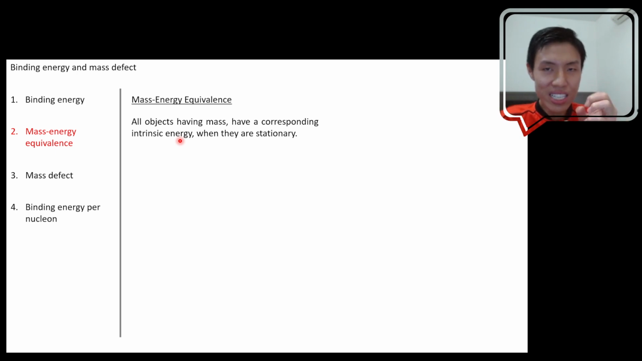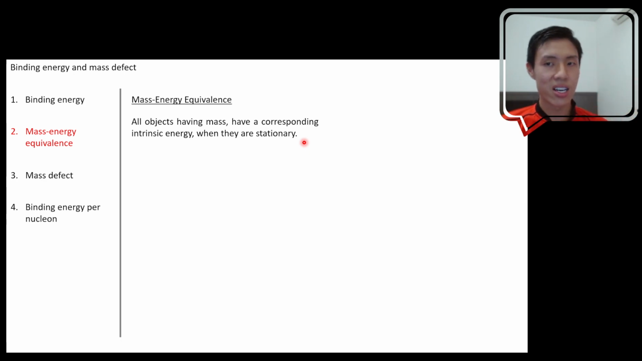And that kind of intrinsic property of energy, we call it rest mass energy. When they are at rest, their mass will contribute to a certain amount of energy. So we call this rest mass energy. So all objects have mass, and have a corresponding intrinsic energy when they are stationary. This is not related to how you move it, not related to how you place it, not related to how hot it is. Just by being something with mass, you have a certain amount of energy.